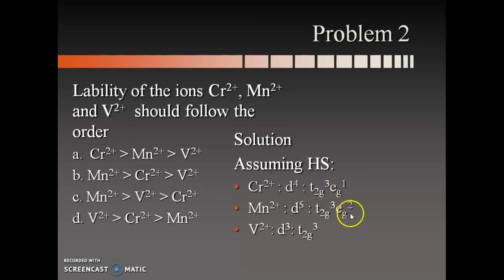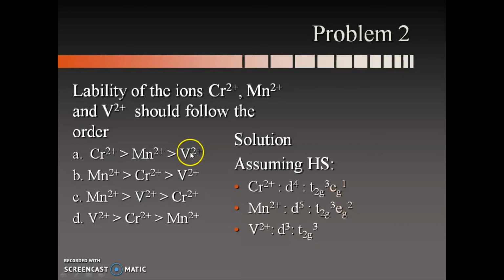Now let us not transform this to pi star or sigma star, because it is only the labile nature, that is, the substitution reaction only that is asked here. Nothing about a redox reaction is mentioned here. So we will stick here only to the distribution of electrons between t2g and eg, and we will try to find out which is more labile. And we know that any d3 ion is inert. So V2+ is highly inert, where it is present in A and B. And then try to find out which is more labile.